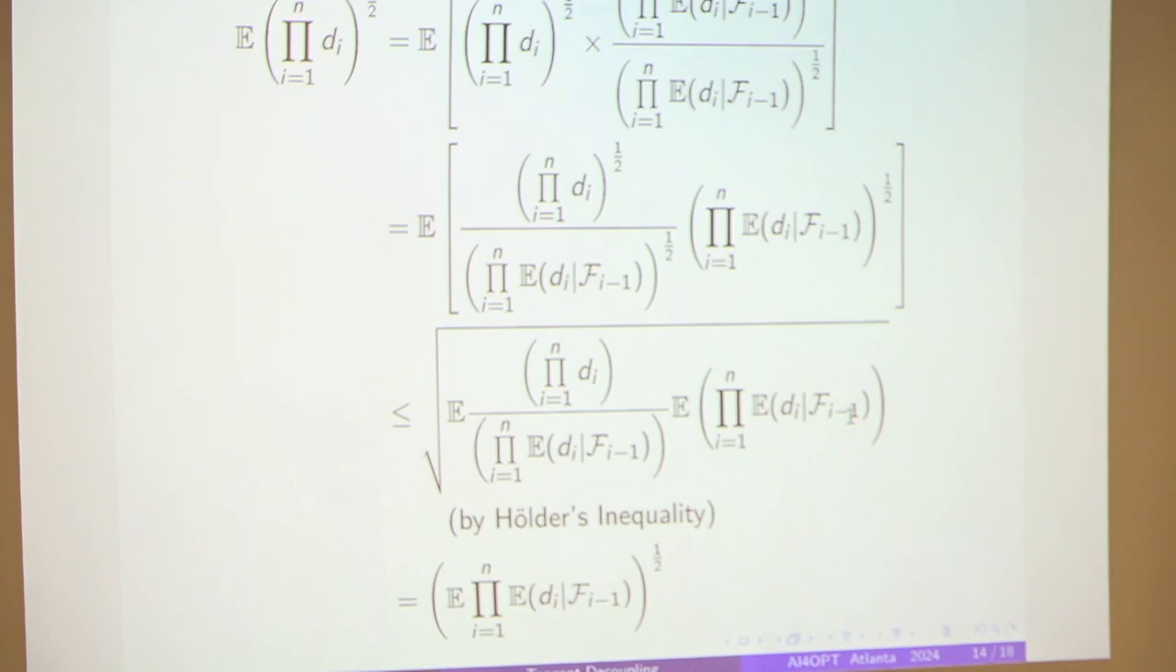Now, so I do that. I start with my product to the 1/2, and I am going to multiply and divide by the product of the expected D_i given F_{i-1} to the 1/2. Okay? So I am putting this here, so it looks like what we showed was 1 when you square.